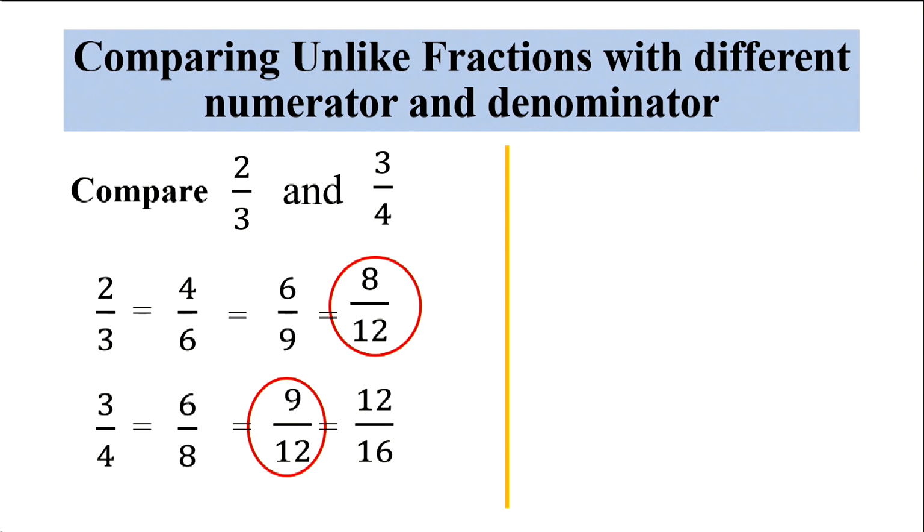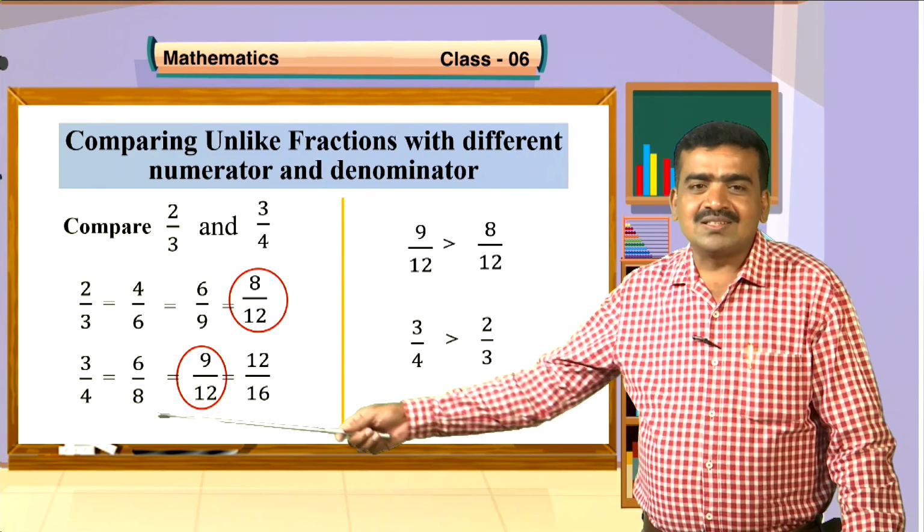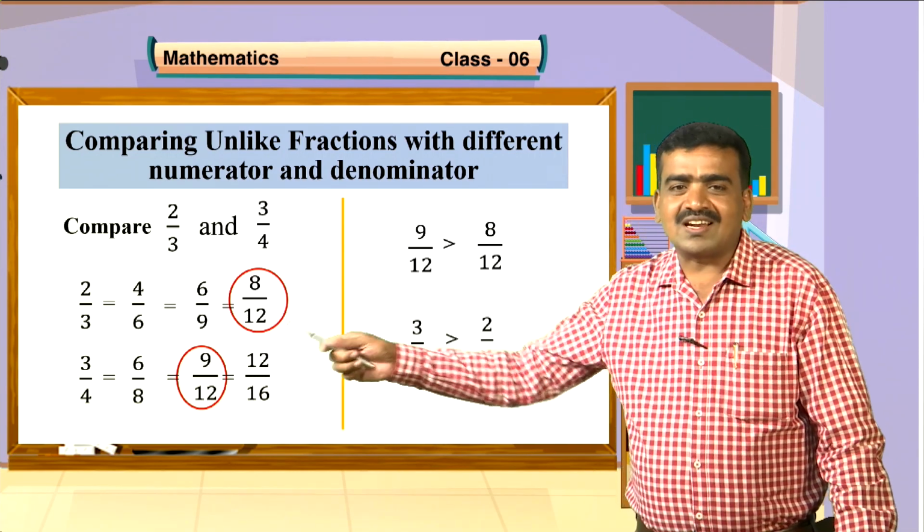Now, let us recall the comparison of like fractions with the same denominator and different numerators. Here among these two like fractions, 9 will be the greater numerator than 8. Therefore, 9 by 12 is greater than 8 by 12. Which is the greater among 2 by 3 and 3 by 4? 3 by 4 is greater than 2 by 3. Very good. 9 by 12 is greater than 8 by 12 means 3 by 4 is greater than 2 by 3.